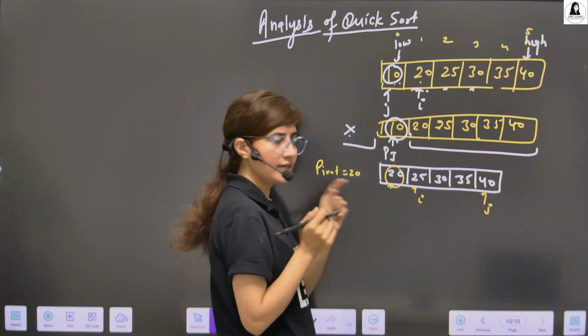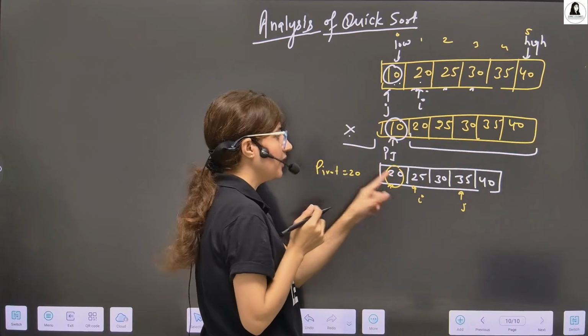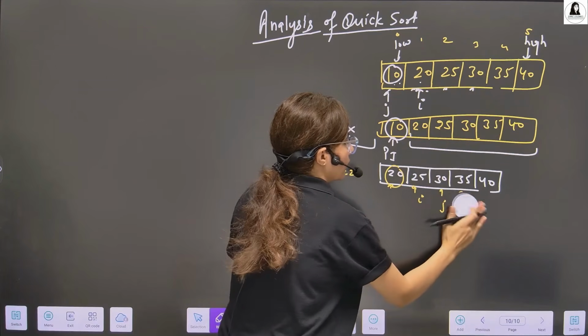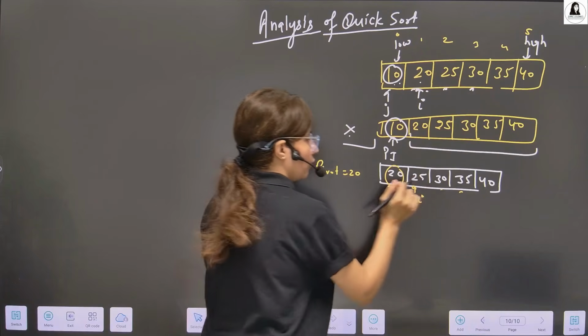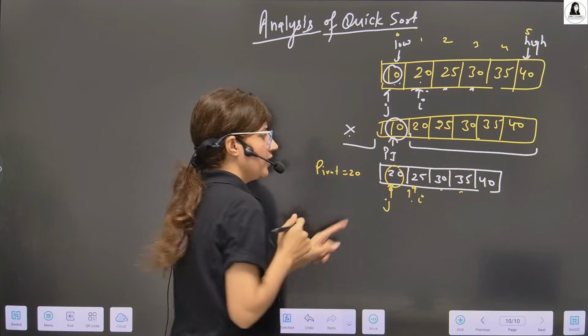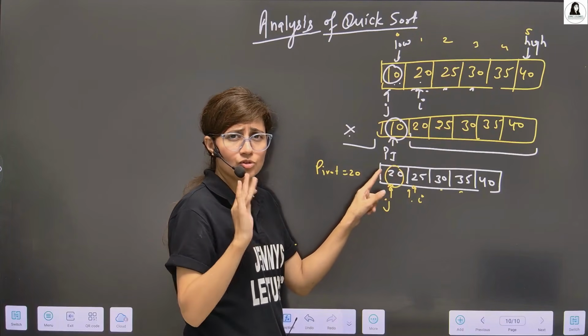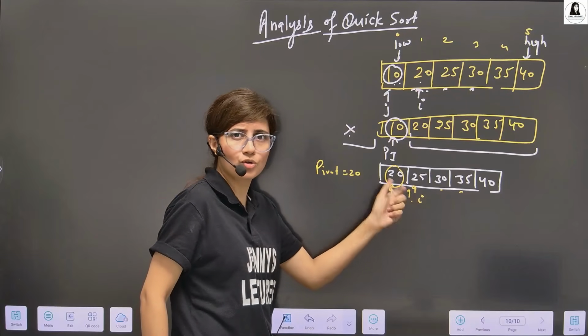J, 40. 40 greater than pivot element? Yes, move. 35 greater than pivot element? Yes, move. 30 greater than pivot element? Yes, move. 25 greater than pivot element? Yes, move. Is 20 greater than the pivot element 20? No, stop. Again, we crossed. I is not less than j, so we don't swap these two.